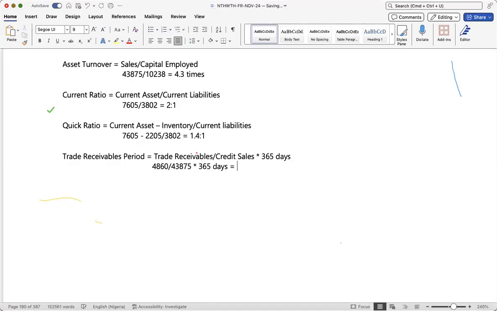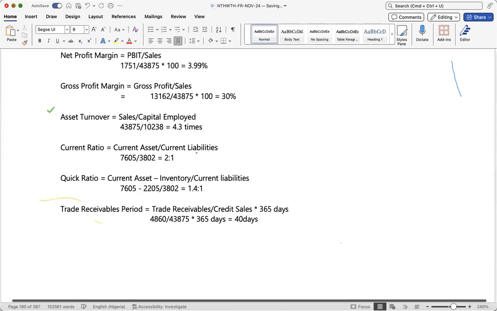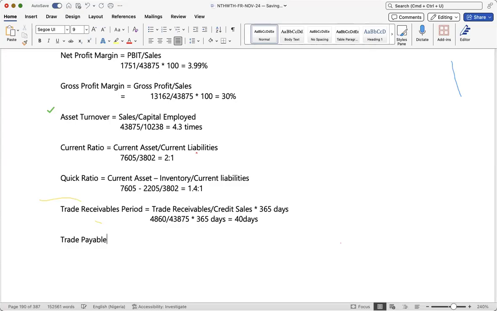So that's how many days? 40 days. Then we have trade payables period. Which is your what? Trade payable or credit purchase or cost of sales. Exactly. So if they give you credit purchases, use it, but write the formula as credit purchases for them.